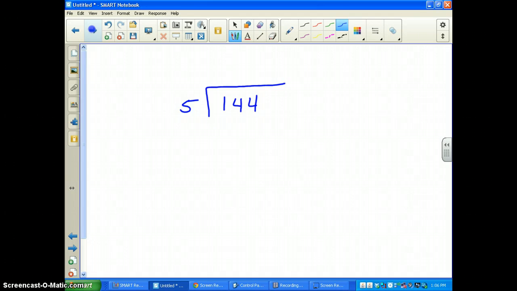So we're going to still do the same thing though. How many times does 5 go into 1? It does not, it's too small. But how many times does 5 go into 14? Well, we know that it goes into it 2 times because 2 times 5 equals 10. So 14 minus 10 equals 4. Bring down that 4 again. So now our next question is how many times does 5 go into 44?